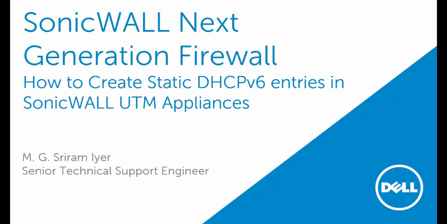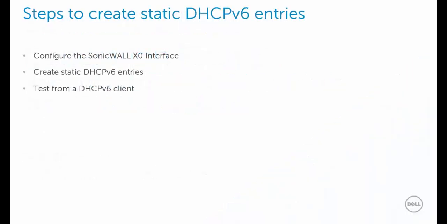In this video, I'm going to show you how to create static DHCPv6 entries in SonicWALL UTM appliances. These are the steps to create static DHCPv6 entries. Configure the SonicWALL X0 interface, create static DHCPv6 entries, test from a DHCPv6 client.